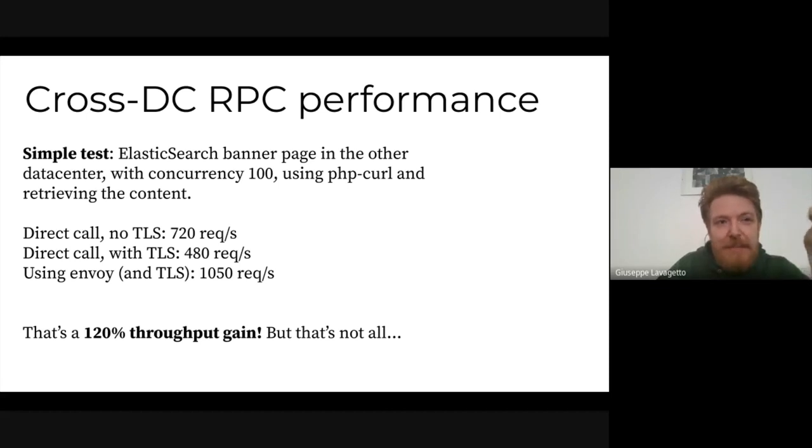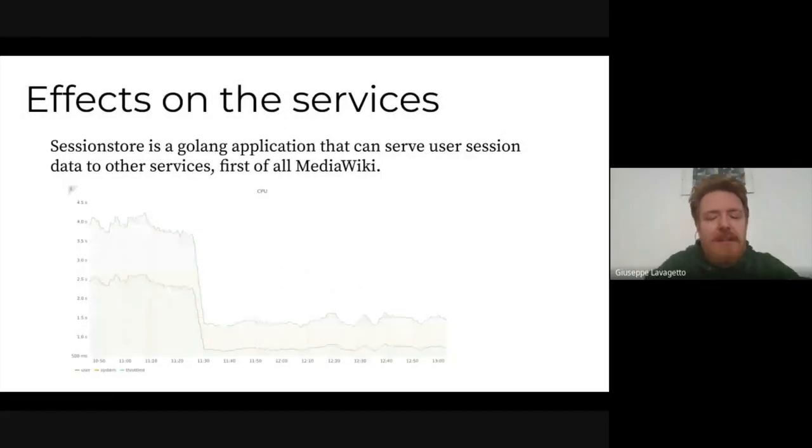So we said before, we expect to get gains in latency, mainly across data centers. We expect to get a reduction in the CPU and network. Let's see what happened when we transitioned the use of Envoy for calling Session Store from MediaWiki. Session Store, as you can guess from the name, is just a small Golang application that is used to manage user sessions and to provide that data to other services, first of all, MediaWiki. At the time of the transition, just about one quarter of the wiki traffic was using session store. So MediaWiki was doing 4,500 requests per second to session store.